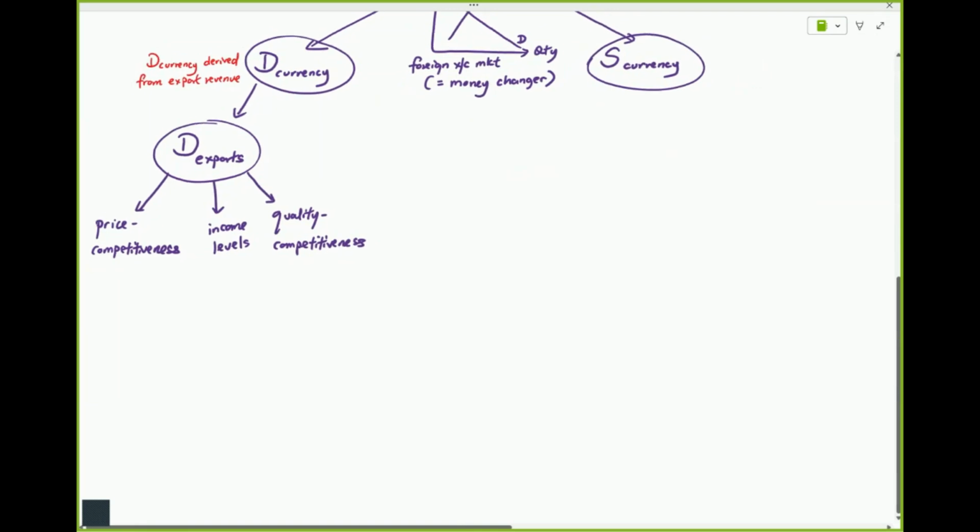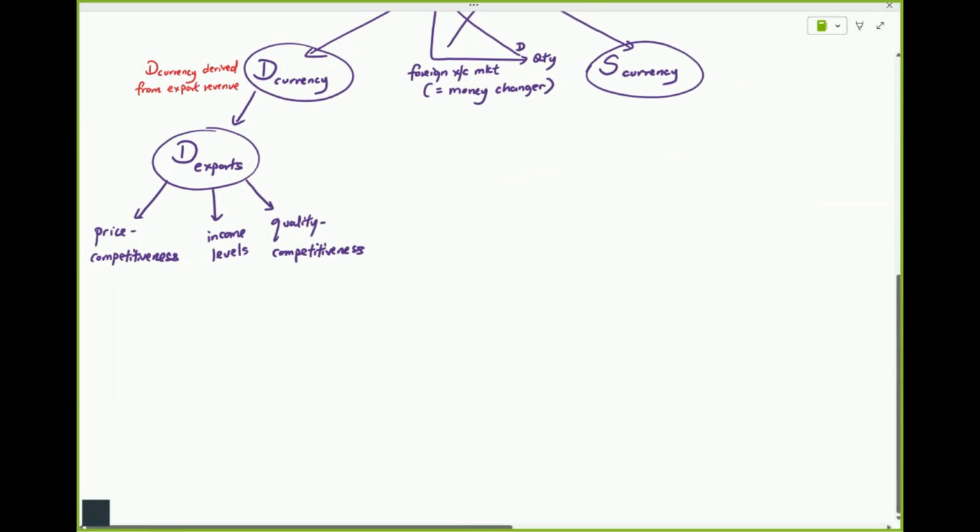Does anyone know what affects price competitiveness of your goods? How cheap, how expensive they are? I'll give you a clue. It ends with rate. Inflation rate. Can I just use pi to spell it first. Inflation rate. Some more?